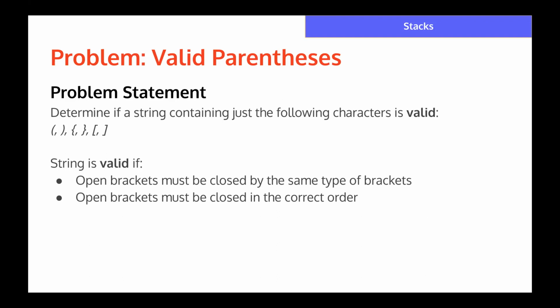So we also use this data structure in order to solve a problem called valid parentheses. Basically, the problem asks us to determine if a string containing just the following characters is valid. So basically a string is valid if an open bracket is closed with the same type of bracket. And then they also have to be closed in the correct order, right?